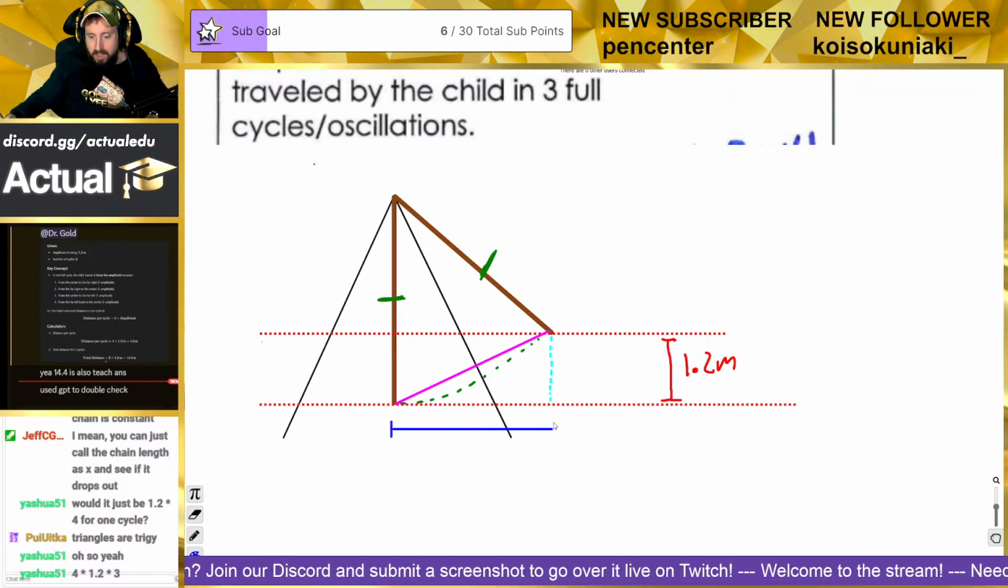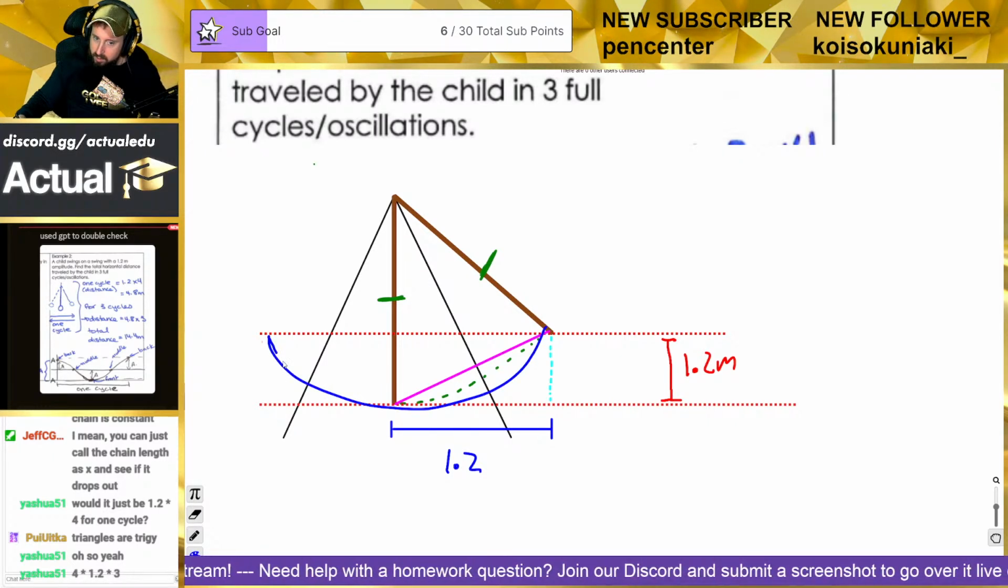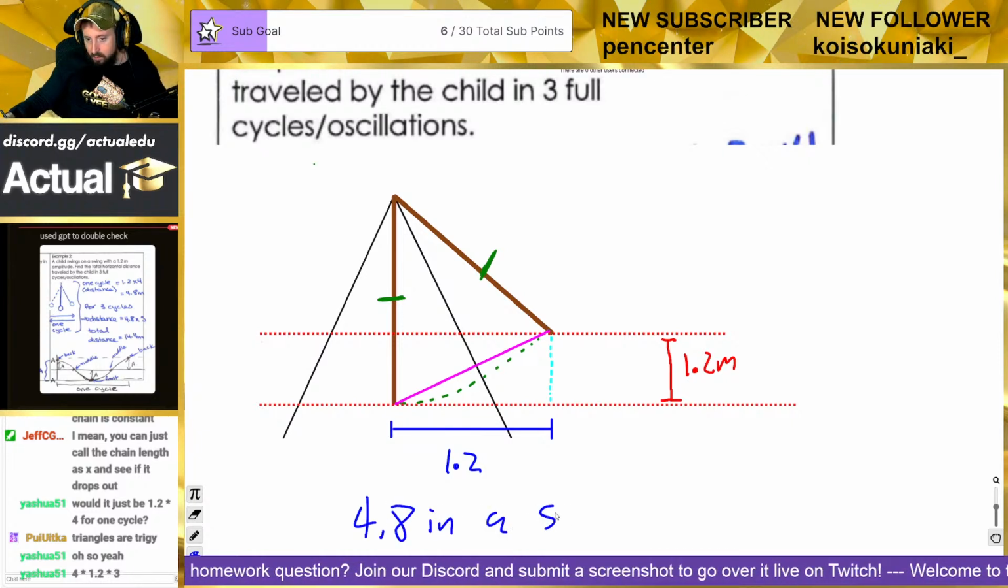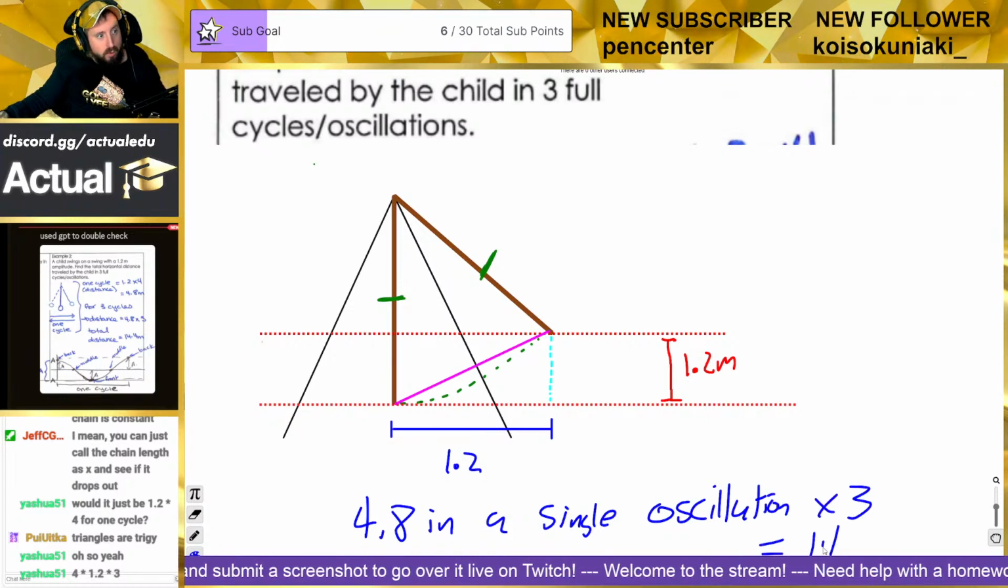Okay, cool. This is 1.2. Then yes, in one complete oscillation, going from the starting point to the end point in the same pattern, we would go 2.4 this way and then 2.4 back. So that's 4.8 in a single oscillation, which, times 3, gets you 14.4. Okay, thank you. Yeah, I see it.